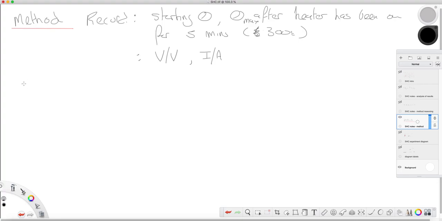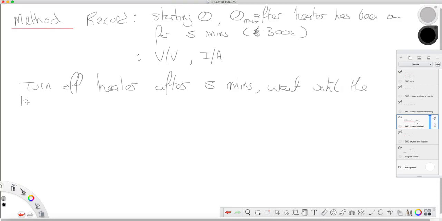We turn off the heater after 5 minutes and wait until the temperature stops rising.